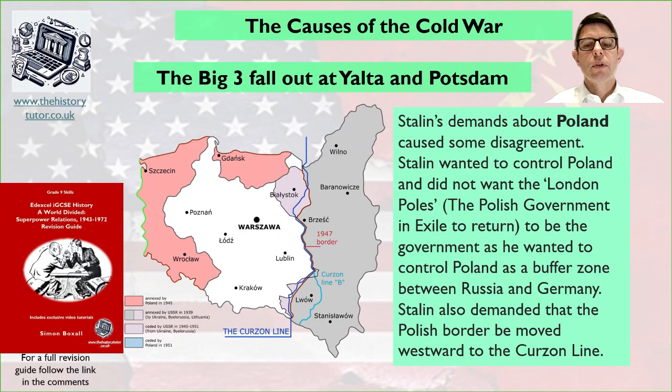Also, Stalin wanted the Polish border moved. He wanted it pushed westward to the Curzon line to give Russia more territory in those Polish areas and reduce the power of Germany.